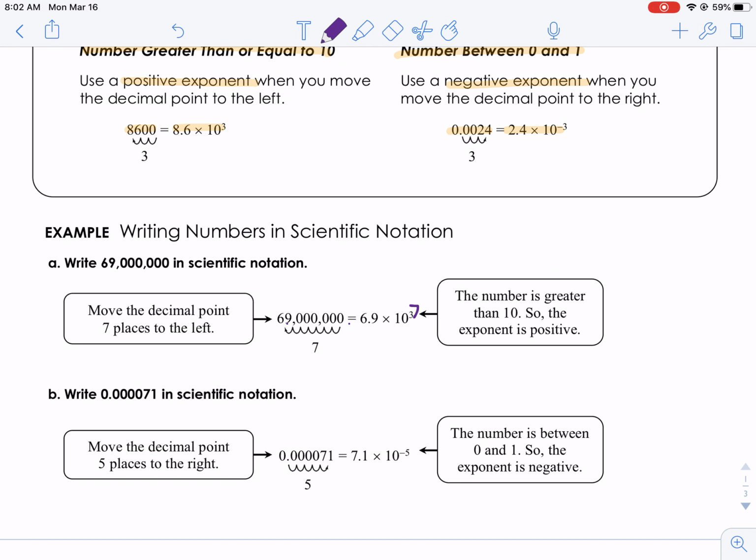In B, we have 0.000071. We need our number to be between 1 and 10. So our decimal is going to have to go right between the 7 and the 1 because 7.1 is between 1 and 10. Your decimal would then have had to move 1, 2, 3, 4, 5 times. And so our exponent would be negative 5 because that's a small decimal. And we'll go slowly through the examples on the back side.